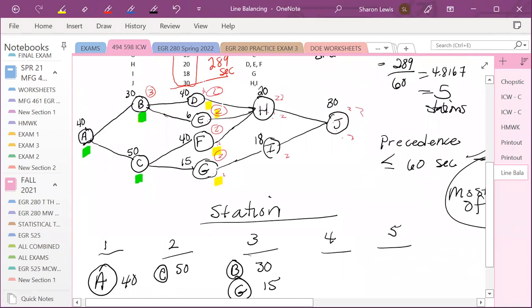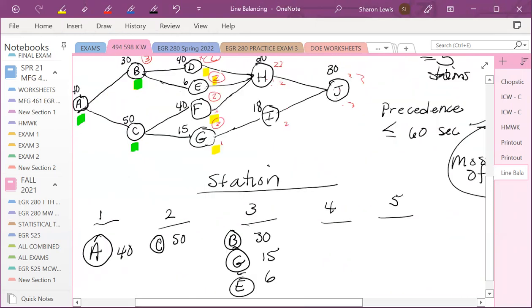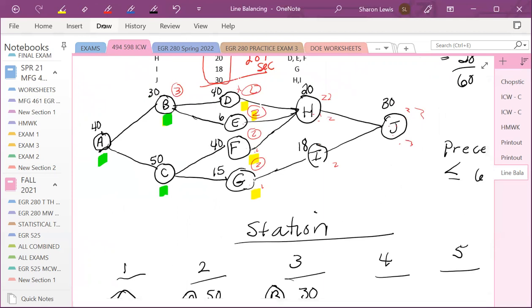So let's take what we put in. We put in G and E. So we'll mark those as in. So E's in and G's in. So did that open any new ones? Well, it does. It opens up a new candidate.